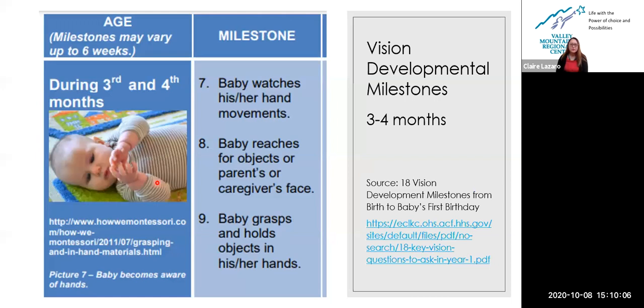And then at the third and fourth month, you can see in this picture, the baby's watching his or her hand. They just really discovered it, and they discovered that it can do other hand movements. So they're fascinated by it. They reach for objects. They start to reach for the caregiver or the parent's face. They try to hold objects. They grasp things. So rattles, they really try to hold tight on them. And that's for third and fourth month.